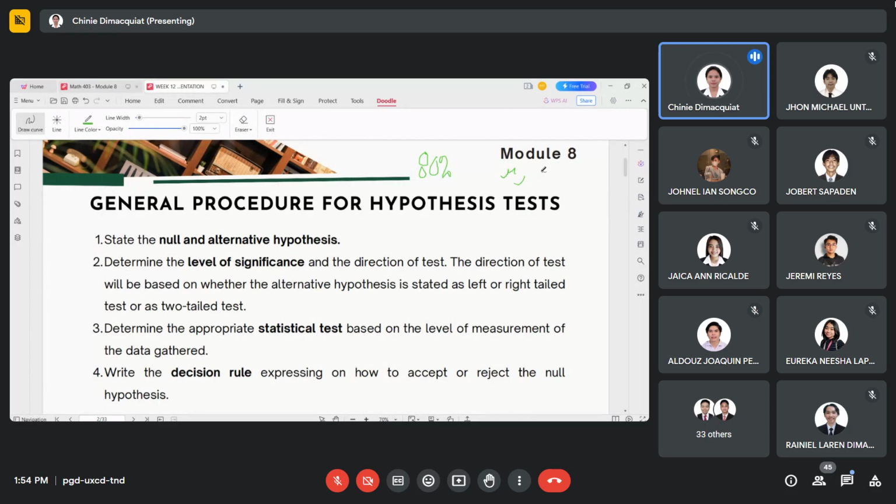Second, determine the level of significance. The level of significance is our alpha. If no level of significance or significance level is mentioned, check whether alpha is given, because alpha is our level of significance. And the direction of test: the direction of test will be based on whether the alternative hypothesis is stated as a left or right-tailed test or as a two-tailed test. So you need to identify the direction of our test.